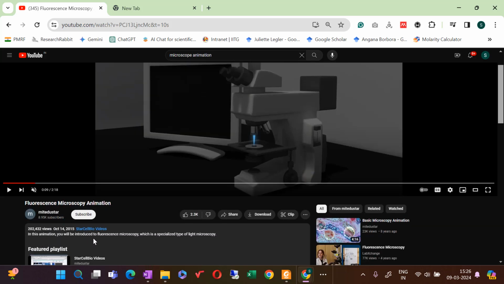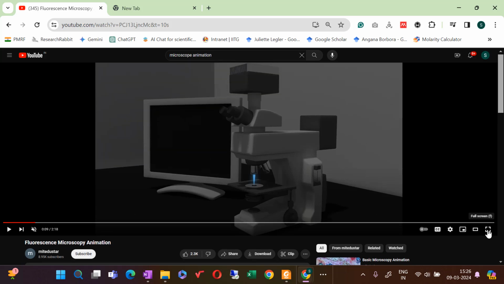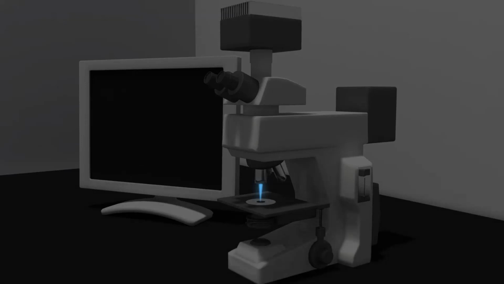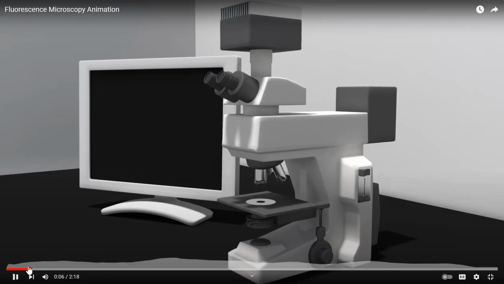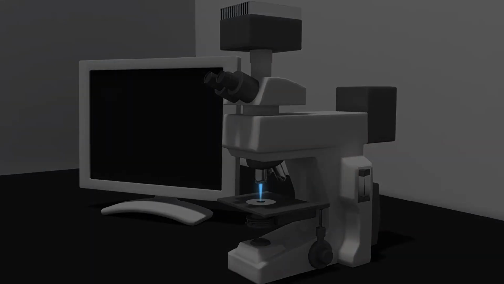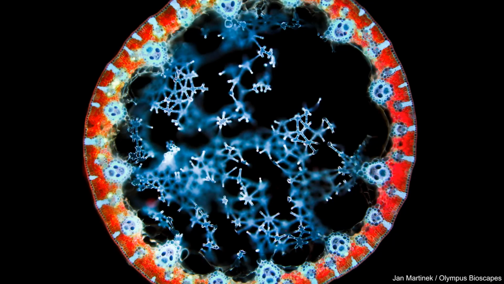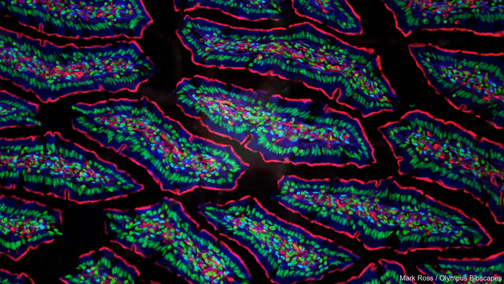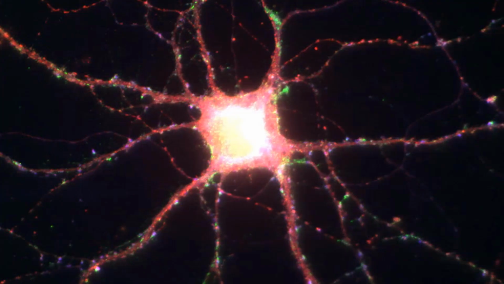In this animation, you will be introduced to the fluorescence microscope, which is a specialized type of light microscope that is actually used for biological problems. Fluorescence microscopy is a special type of light microscopy in which the microscope uses a laser as the light source. A researcher will require the use of a fluorescent microscope to visualize autofluorescent cellular structures, fluorescent dyes or stains, or to analyze the expression, modification, and/or localization of proteins using fluorescent antibodies by a technique called immunofluorescence.